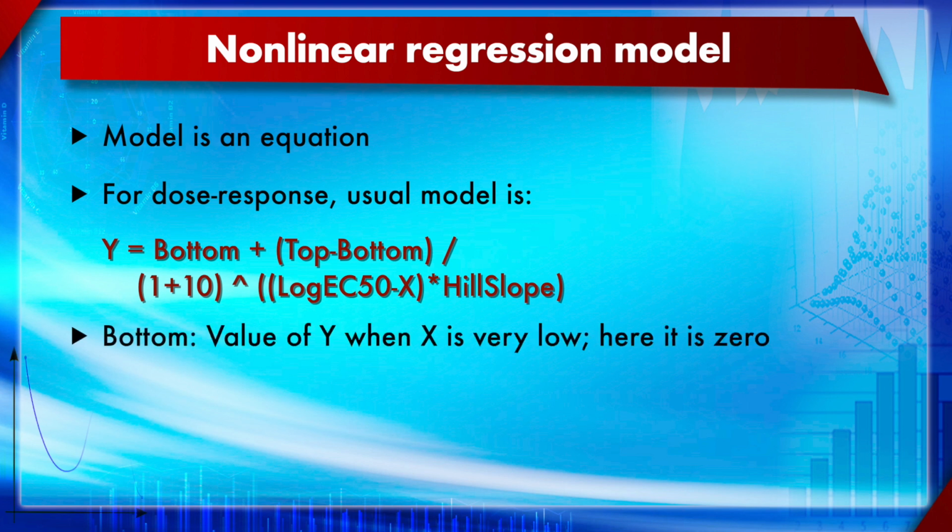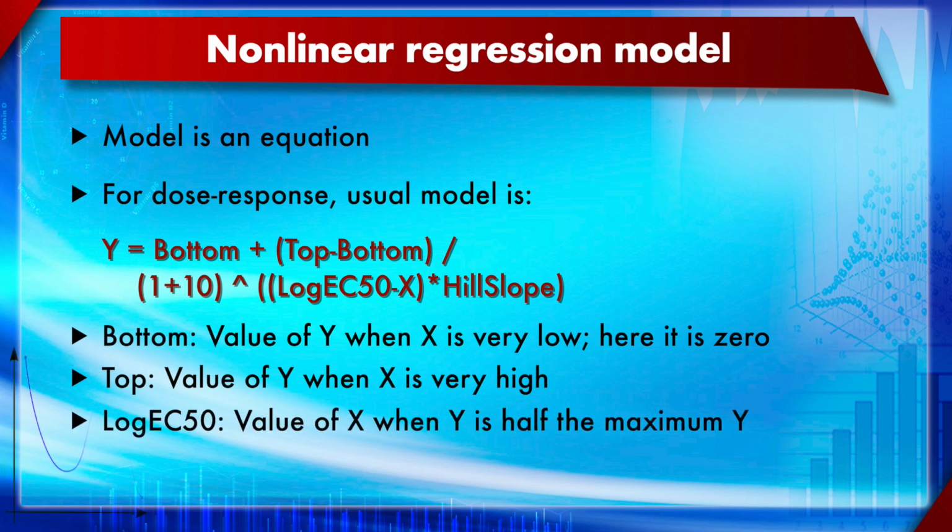So bottom means the value of y when x is very low. Usually it is 0, though it need not be; it depends upon the biological context. In this case it is 0, because if you do not put any norepinephrine, then you can always say that there is 0 relaxation. Top means the value of y when x is very high. If x is very high, what is the maximum value of y? That is what is called top.